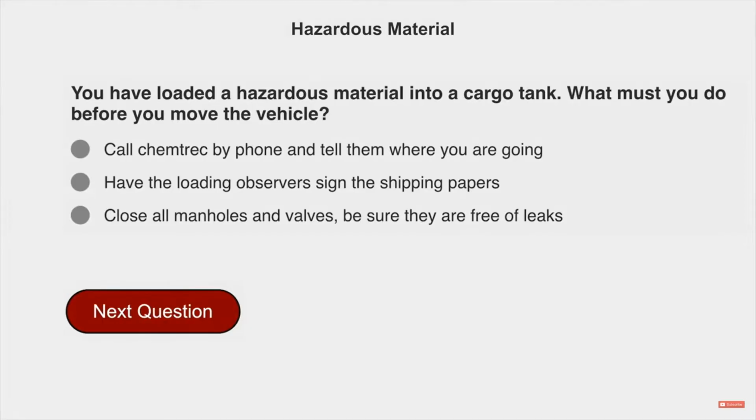Loading hazardous materials into a cargo tank. What must you do before you move the vehicle? Close all manholes and valves. Be sure they are free of leaks.